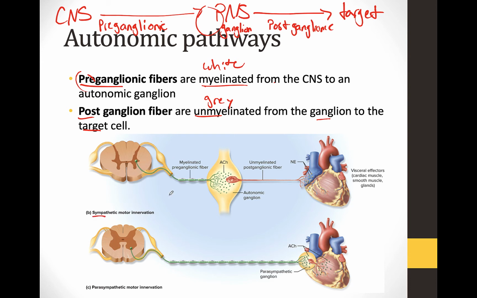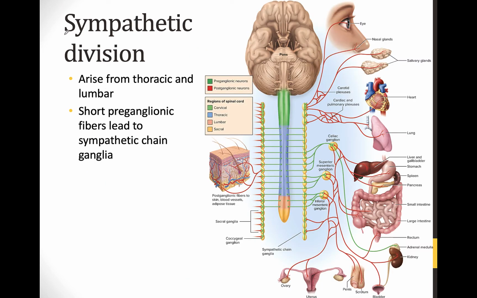So in the sympathetic, the preganglionic is very short, and the postganglionic is pretty long. So this is a sympathetic chain ganglion, so this is going to be really, really close to the spine. And then in the parasympathetic, the preganglionic fibers are fairly long, and the ganglion are going to be very close to the target. And then this post-ganglionic fiber is going to be very short. So we'll start with the sympathetic. This is our fight or flight response.